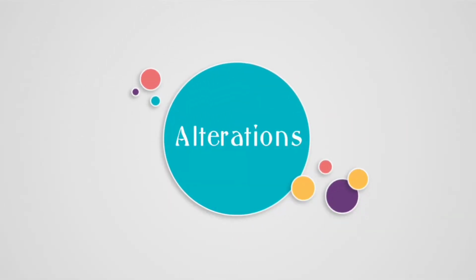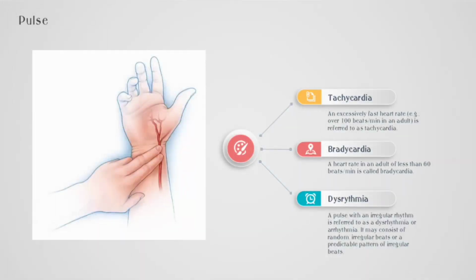Alterations in the pulse according to rate are tachycardia, bradycardia, and dysrhythmia or arrhythmia. Tachycardia is defined as an excessively fast heart rate, which is over 100 beats per minute in an adult. On the other hand, bradycardia is defined as an excessively slow heart rate, which is less than 60 beats per minute in an adult. Dysrhythmia or arrhythmia can be defined as a pulse with an irregular rhythm.